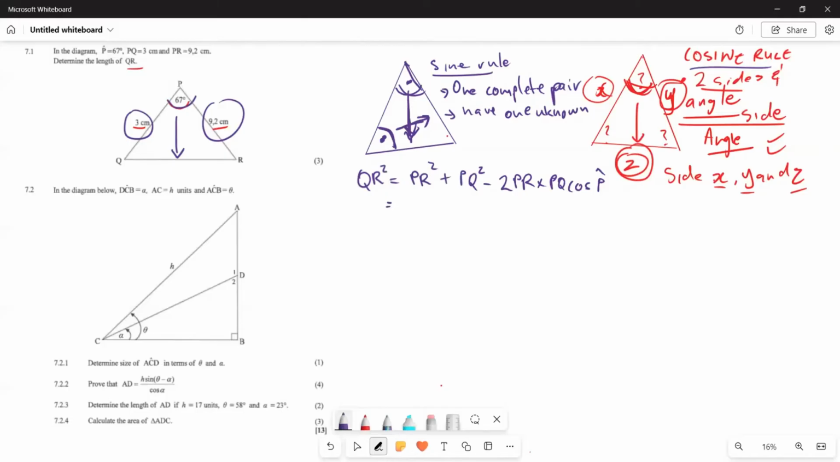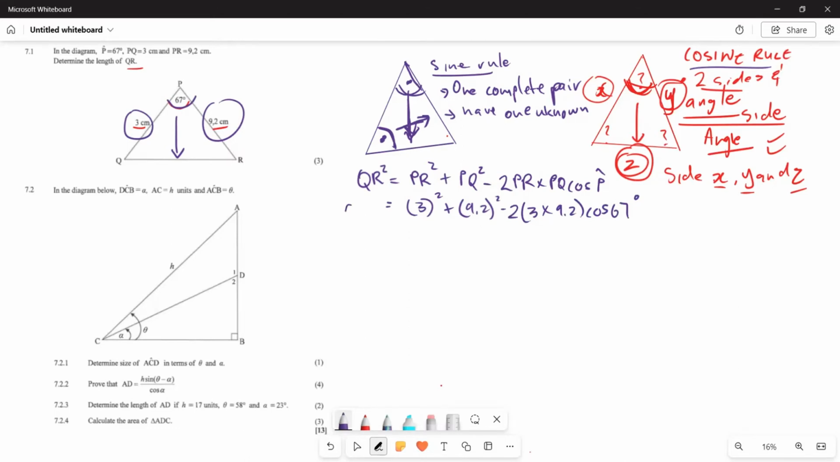Then you come in here and we substitute. Now, what is your PR? You are given that this is 3 squared plus, what is your PQ? Your PQ is going to be 9.2 squared. Subtract your 2 multiplied by 3 multiplied by 9.2, cos of what is the angle that you're given there? It's 67 degrees. But look, what is it that you are looking for?